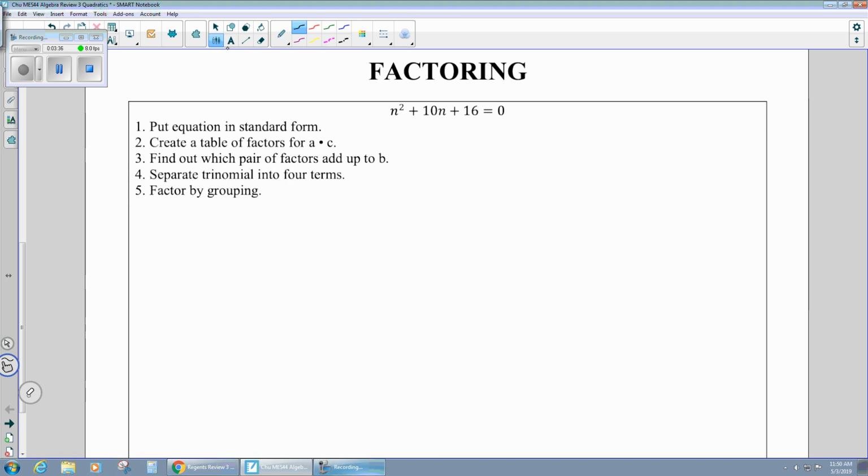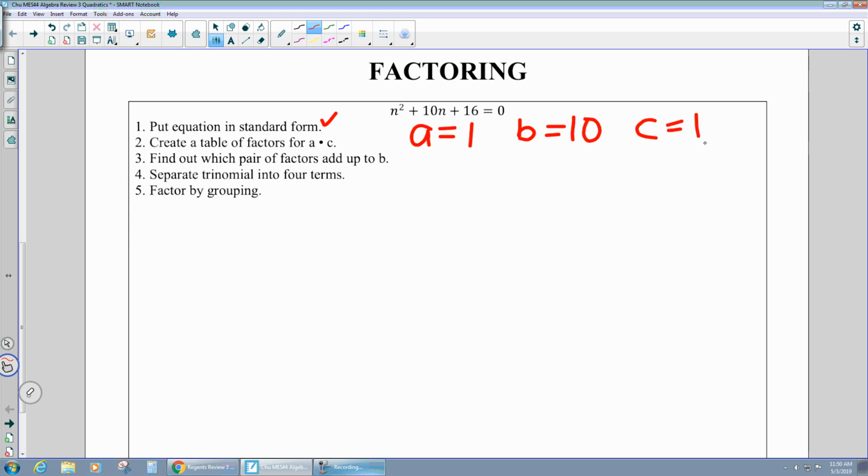Step 1 says put equation into standard form. I noticed my equation's already in standard form. Let's check that off. Step 2, create a table of factors for a times c. So that means that I need to first identify my a, b, and c. Your a in this case is 1. Your b is going to be 10. And your c is going to be 16. Okay, so I'm going to do that on the side. I have a times c. A times c is 1 times 16. I get 16.